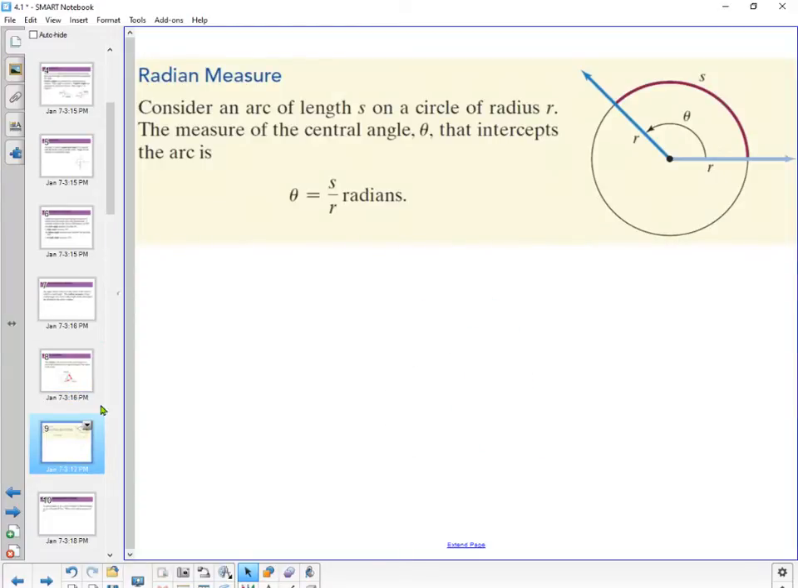Okay. Please write down this formula. Radian measure. Consider an arc of length S on a circle of radius R. The measure of the central angle theta that intercepts the arc is S divided by R.